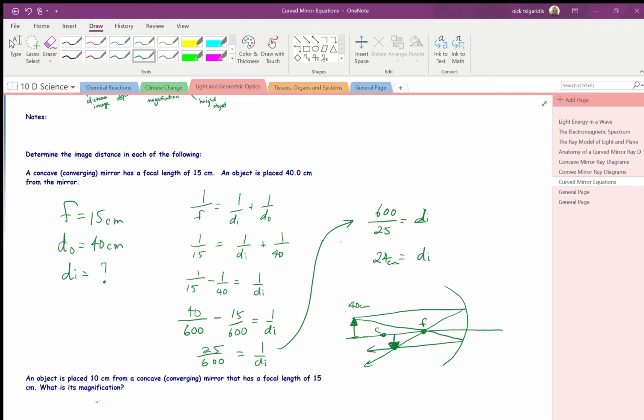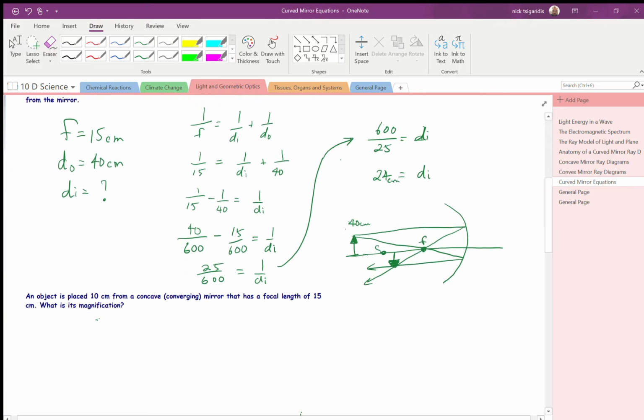Now, I did this question a little bit backwards in terms of how I normally do it. And I did that for a reason. We want to do the calculation first and then ultimately show you guys what it looks like in terms of a ray diagram. I always start with a sketch ray diagram because then I know whether my answer makes sense or not. So we're going to do that with the next question here.